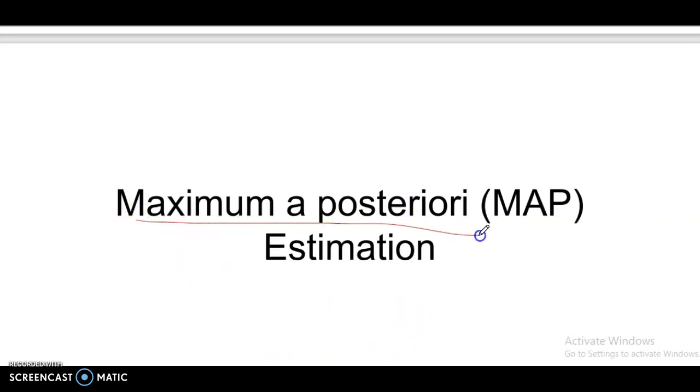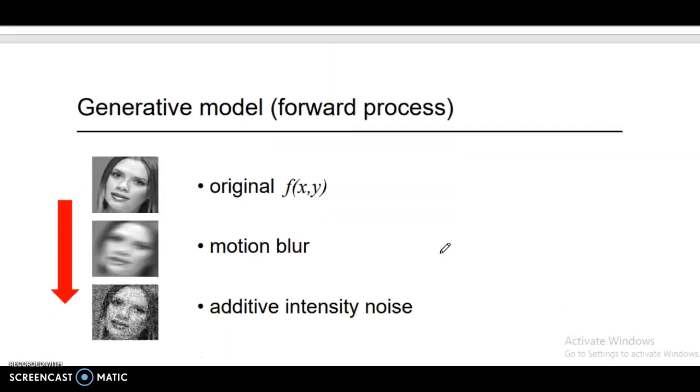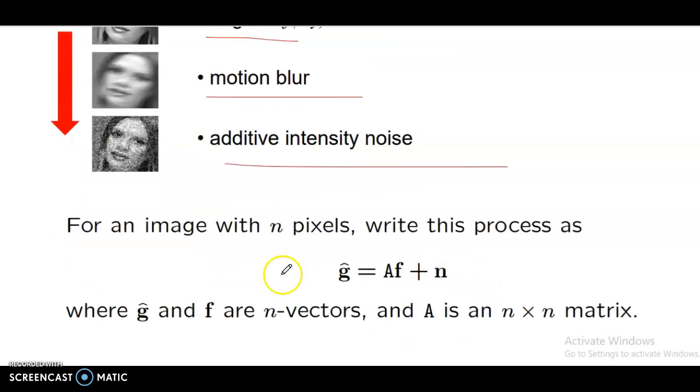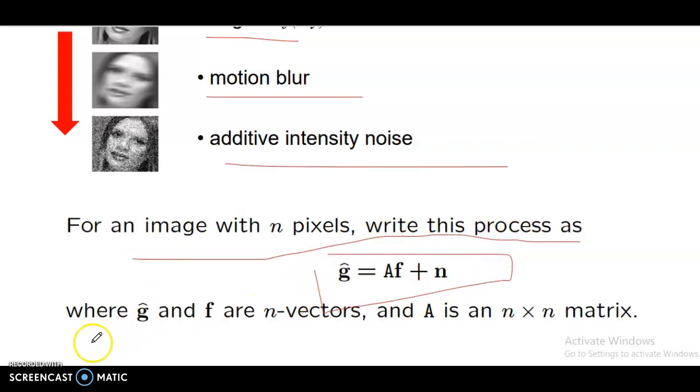Maximum a posteriori, MAP: M for maximum, A for a posteriori, P for estimation. Generative model, forward process: original f(x,y), motion blur, additive intensity noise. For an image with n pixels, write this process as G cap equals AF plus n, where G cap, F and n are n-vectors and A is an n by n matrix.